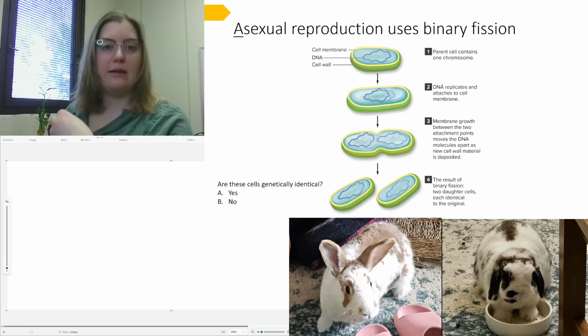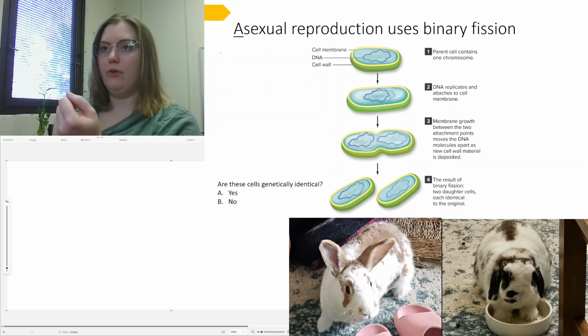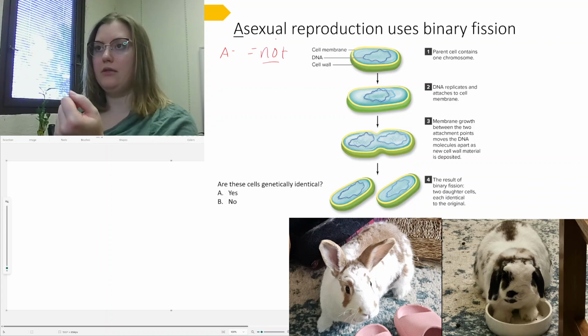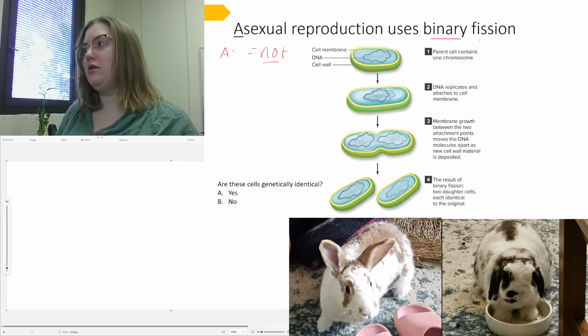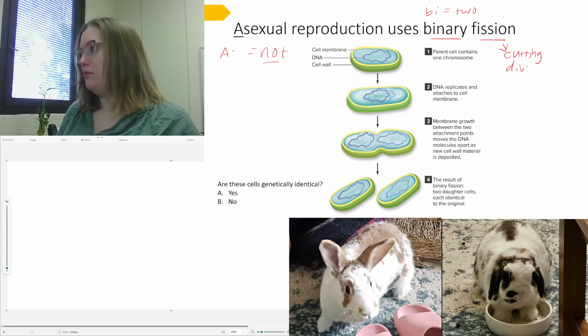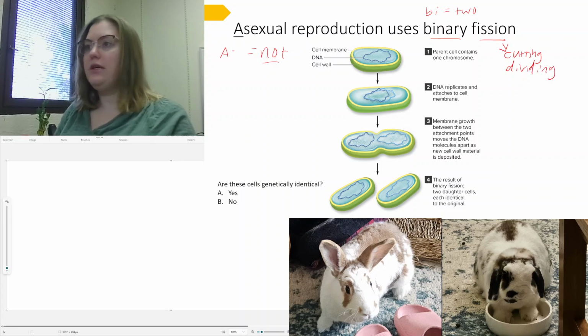Okay, now an example of asexual reproduction. Remember the prefix a- over here means not. Okay, so this is not sexual reproduction. An example of asexual reproduction is called binary fission. Binary meaning 2, and fission meaning cutting or dividing. Okay, so this example is a bacterium. Our bacterium is going to duplicate its chromosomes. So we have one chromosome here and we have 2 chromosomes there, circular bacterial chromosomes.